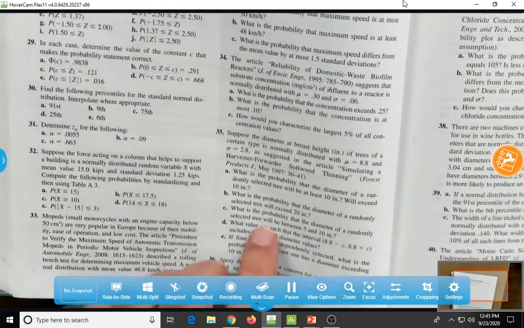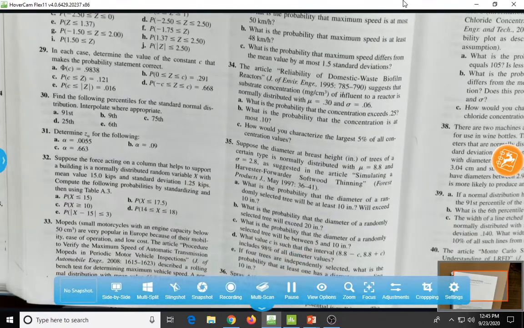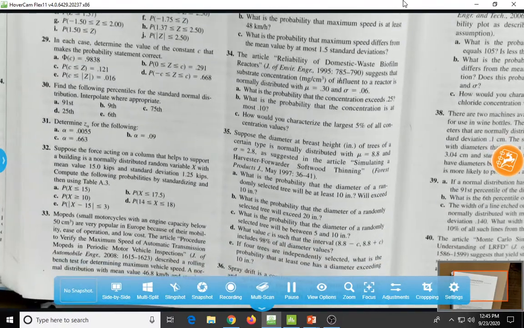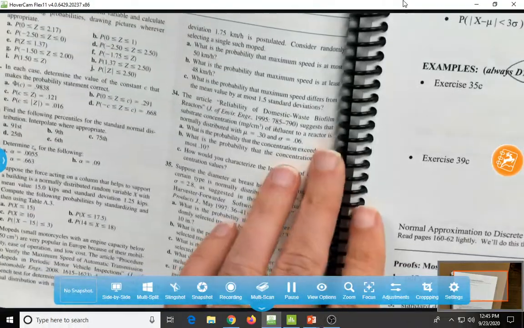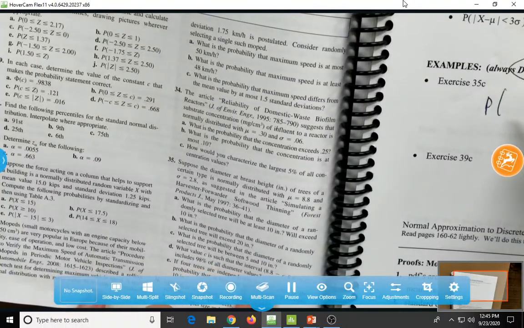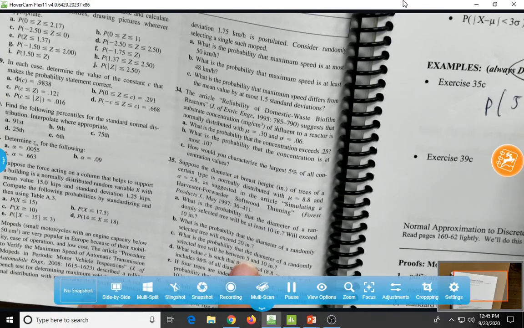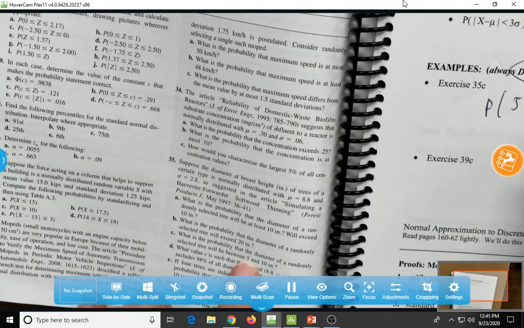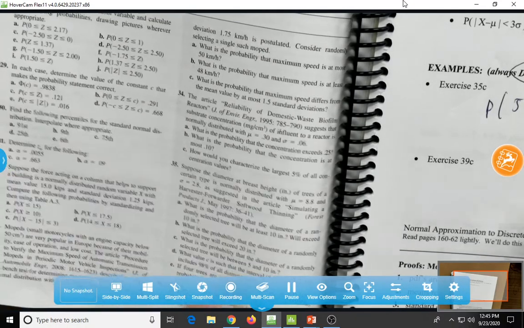All right. What is the probability the diameter of a randomly selected tree is between 5 and 10 inches? So what we want is the probability that 5 is less than or equal to x is less than or equal to 10, where mu is 8.8 and sigma is 2.8.